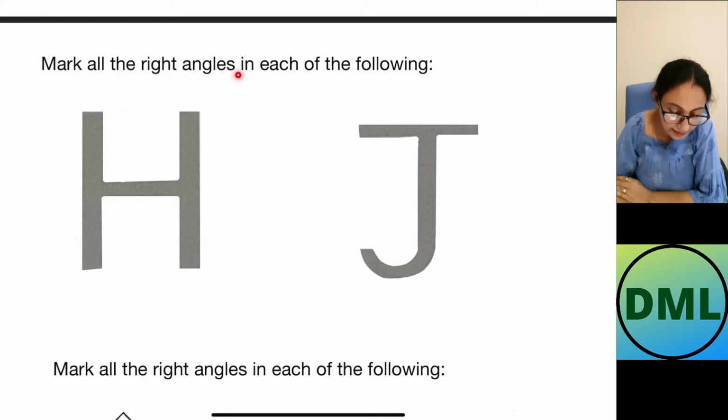Mark all the right angles in each of the following figures. This is our first figure. I need to mark all the right angles inside that. What are right angles? That means the angles are at 90 degrees, which means that the lines should be perpendicular to each other.